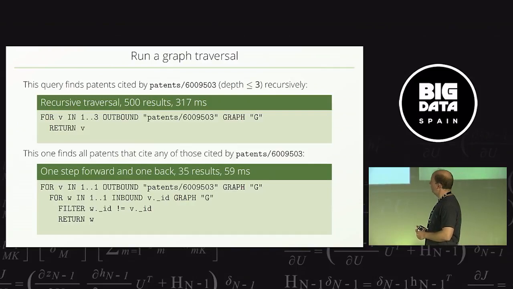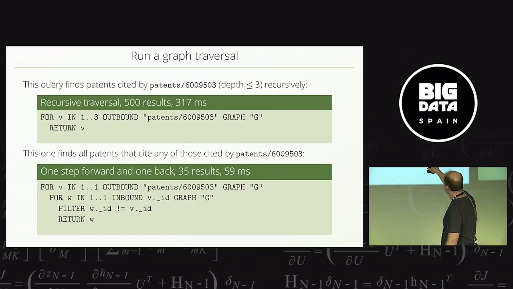This example is also interesting. It tells you how to do a pattern matching. Here I'm interested in other patterns that cite those which this one here cites. So if I am interested in similar patterns, then I probably want to see what kind of citations does it have, and then go backwards, what cites these as well. So how do I do this?